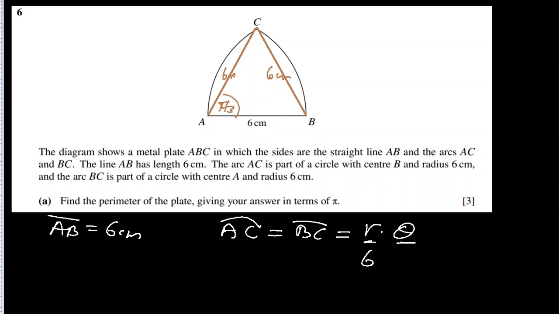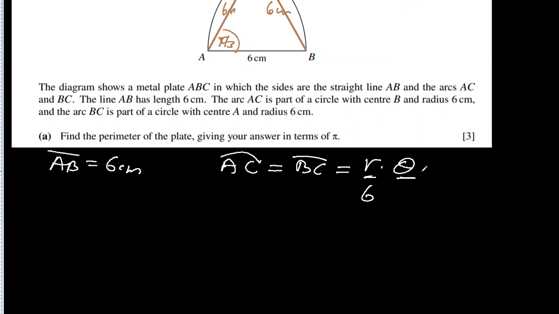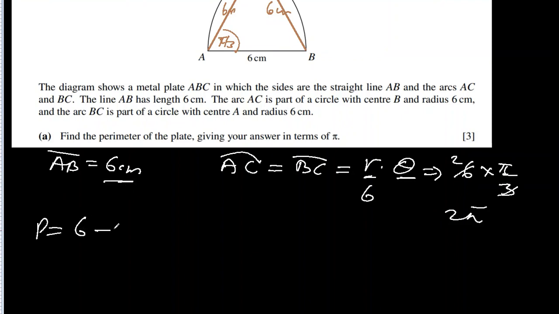Let me use it here. So our radius is 6, angle is pi by 3. So we get how much? 2 pi. 2 pi is the length of each arc. So our perimeter becomes 6 centimeters, which was already with us, then 2 pi for one arc and 2 pi for the second arc. And that answer will be 4 pi plus 6.